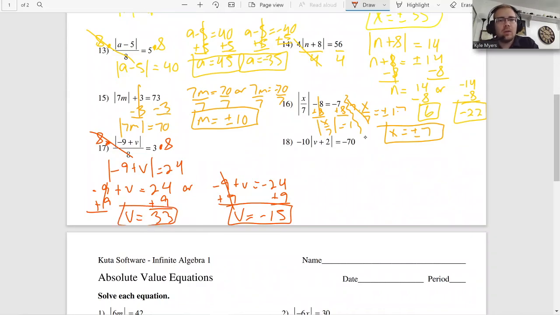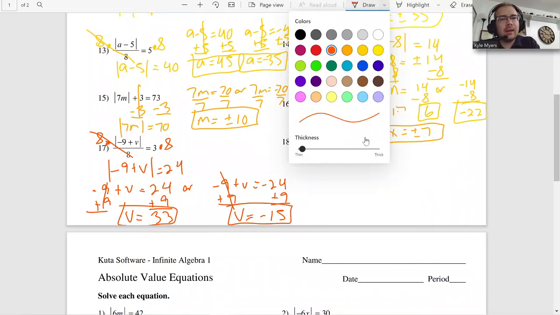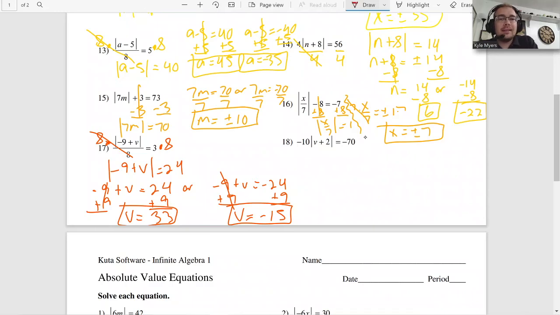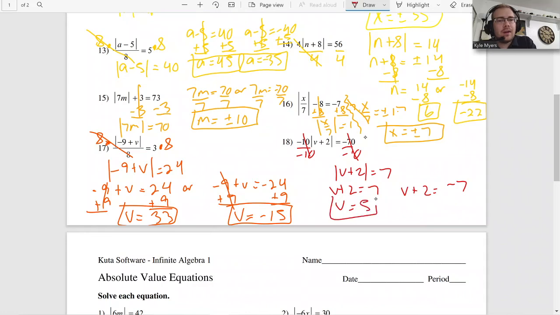Ooh. All right, I'll race you on this last one if you would like. On your mark, get set, go. Solve that. V plus 2 equals 7, V plus 2 equals negative 7. V equals 5. V equals negative 9. And there we go. Let me know in the comments below if you beat me.